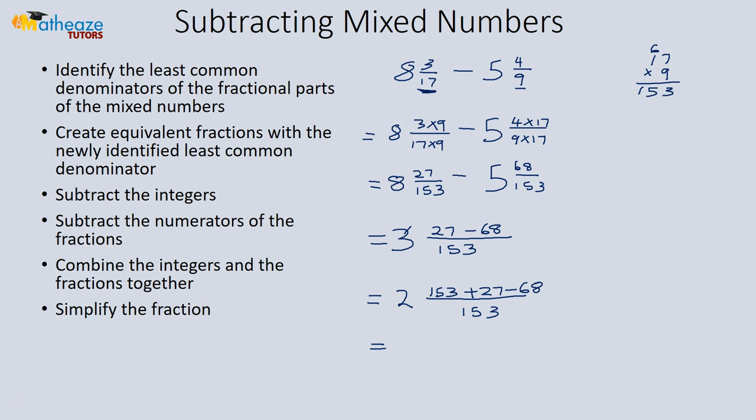So we end up with 2. 153 plus 27 should give us 180 minus 68, 112 over 153. Now, this cannot be further simplified, so this is our answer.